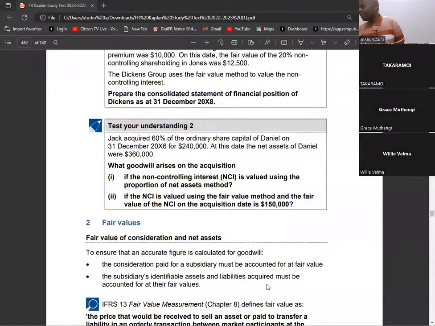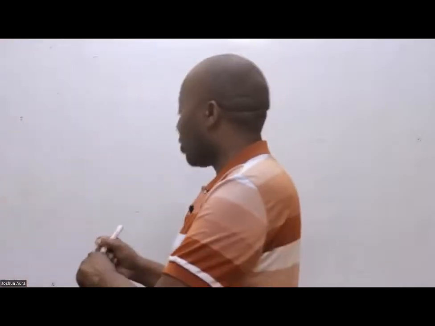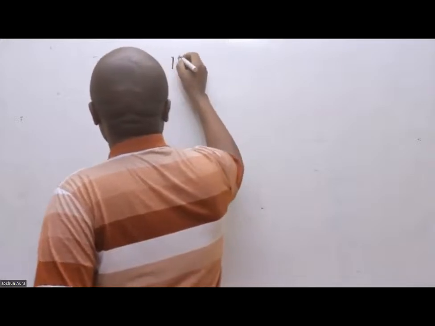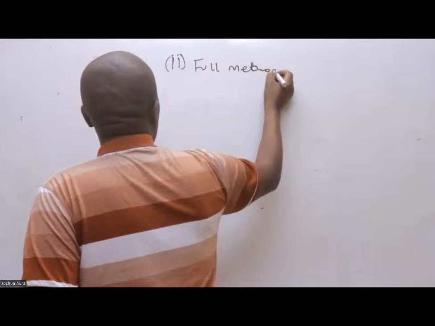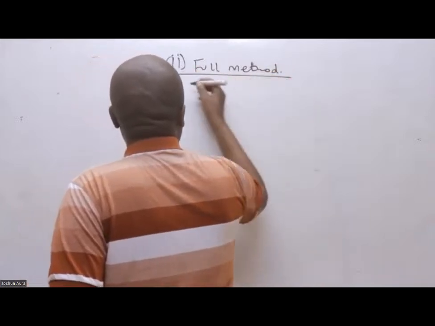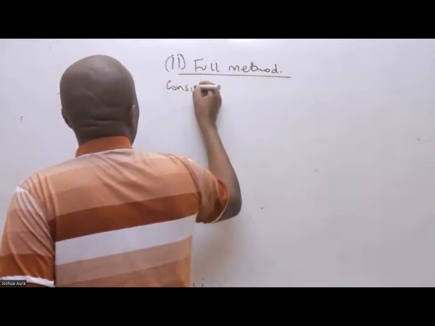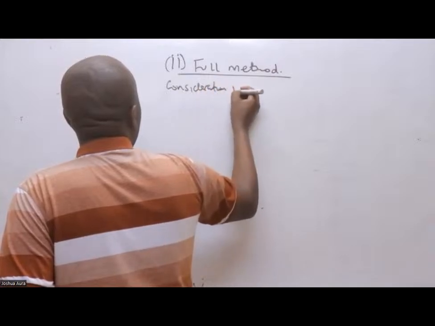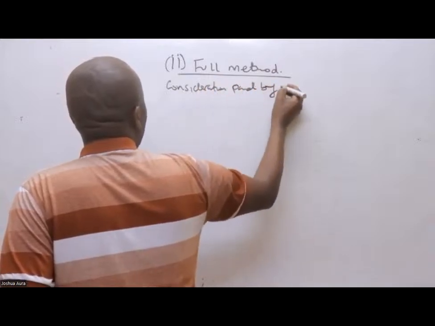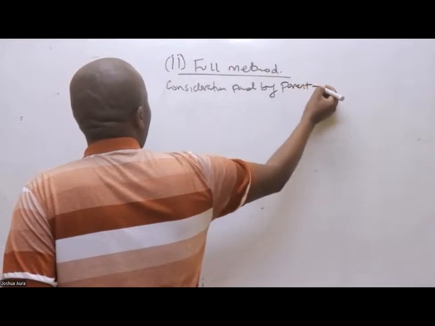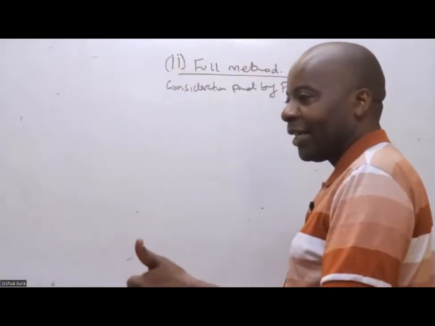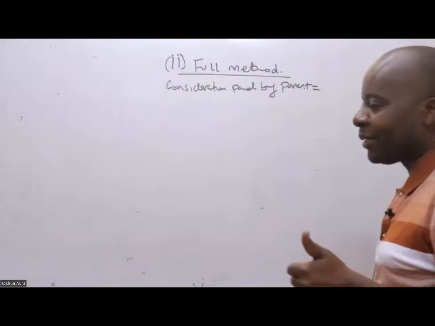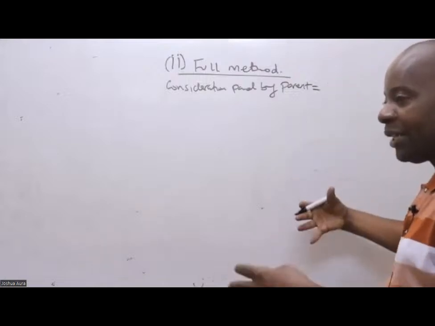So Roman 2 is the full method of calculating goodwill. I will come here and say consideration paid by the parent. The parent, the one who acquired 60%, is the one who has got control. Is there somebody who has a figure there? I can see Paul has something. Can somebody give me this consideration? What amount was paid by the parent company?